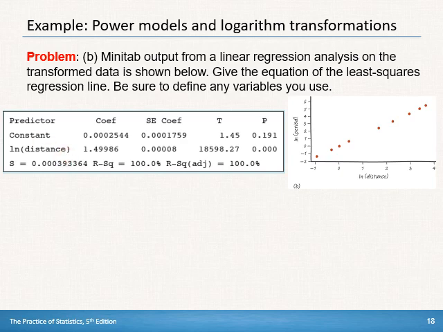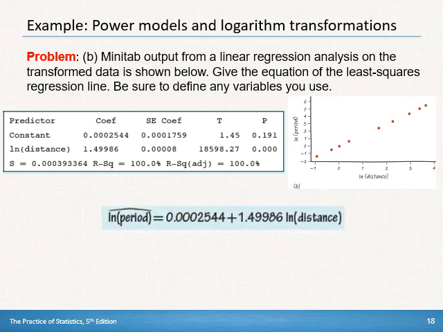All right, so Minitab output from a linear regression analysis on the transformed data is shown below. Give the equation of the least squares regression line. Be sure to define any variables you use. All right, so instead of using x and y's, I'm going to put natural log period hat. So it's the predicted natural log of the period. And then we just pull those values that we just talked about in. So it's a plus b x. Instead of writing x, I'm going to say the natural log of the distance from the sun.